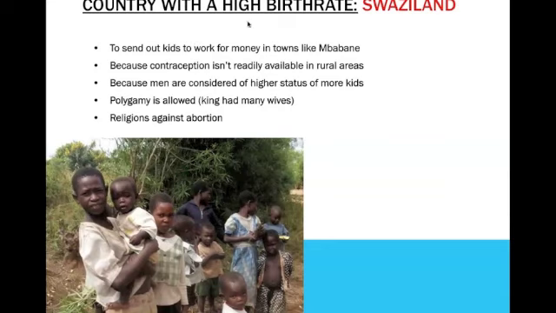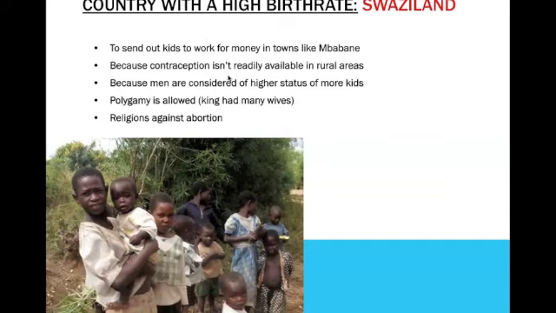A reason why a country has a high birth rate, especially Swaziland, is because people have a lot of kids so that they can send them out to work for money, because they're not very rich and need more money. So the more kids, the more money. They send kids to work in towns like Mbabane. So you should know this place. It's your place-specific reference. Mbabane. Think of banana, but with an M at the front. Mbanana. Mbabane. I'm just trying to make it easy for you.